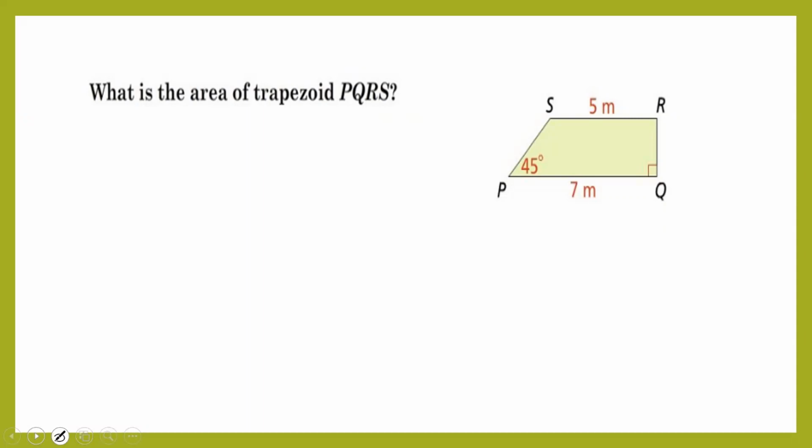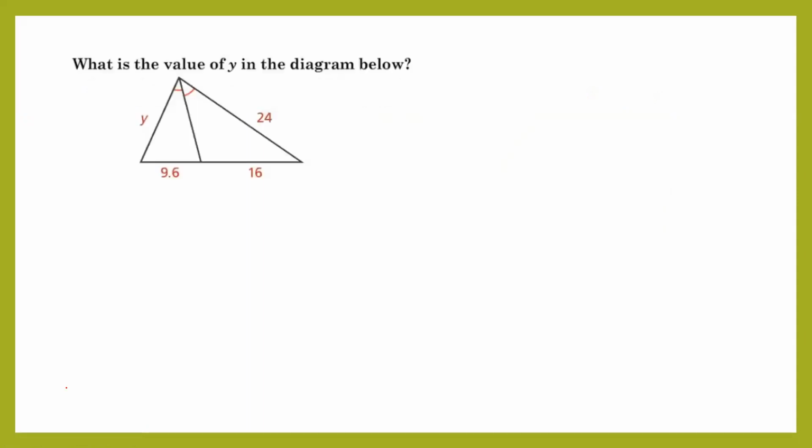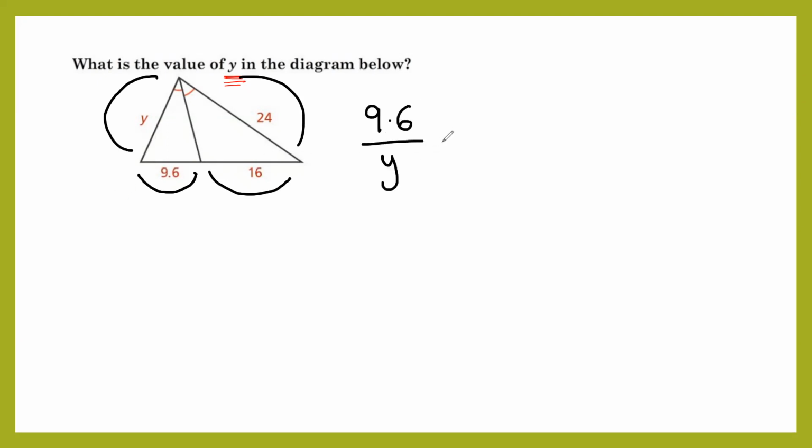Let's start the next one. What is the value of y in the diagram? Here we have to use proportionality again. So, as we said, the first base over y equals the second base over 24. So 9.6 over y equals 16 over 24.